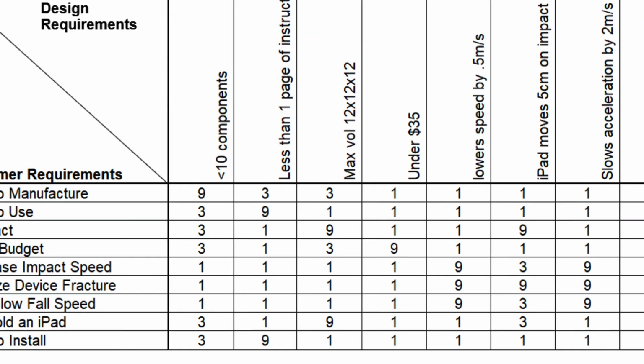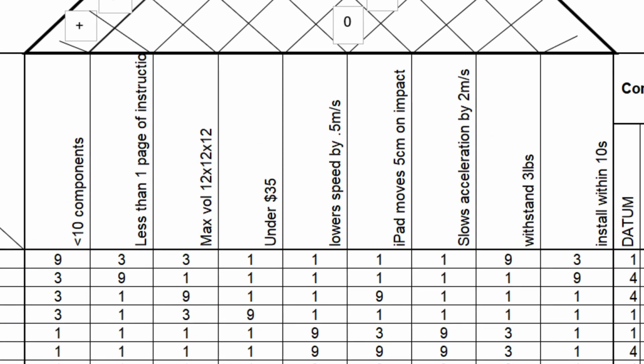Across the top are the quantitative design constraints, which are measurable engineering limits that define how the system must perform. Examples include fewer than 10 components, instructions under one page, maximum size of 12 by 12 by 12 inches, cost under $35, speed reduced by 5 meters per second, iPad displacement limited to 5 centimeters on impact, acceleration reduced to 2 meters per second squared, withstand a load of 3 pounds, install time under 10 seconds. Because these are all measurable, they allow us to objectively evaluate designs.